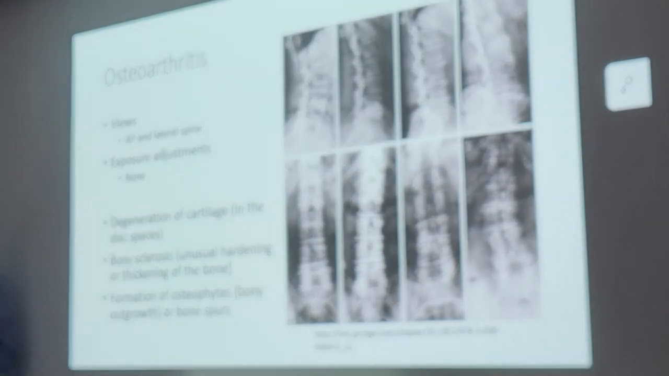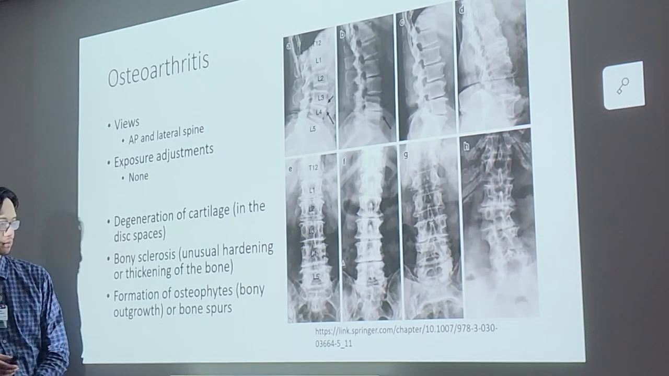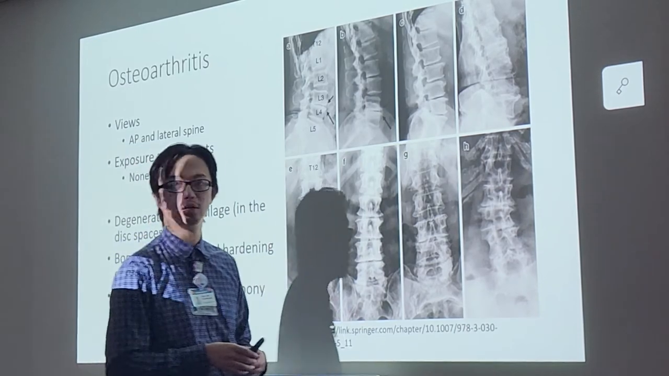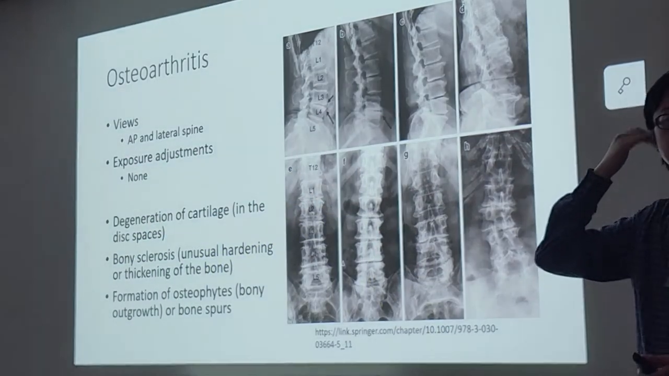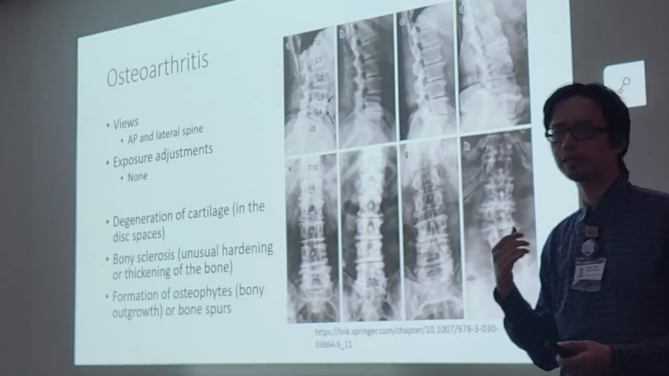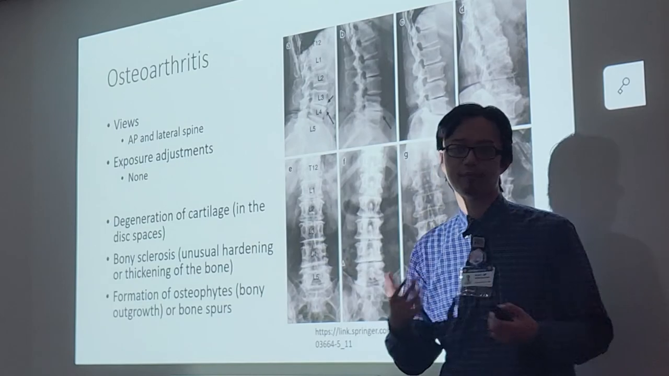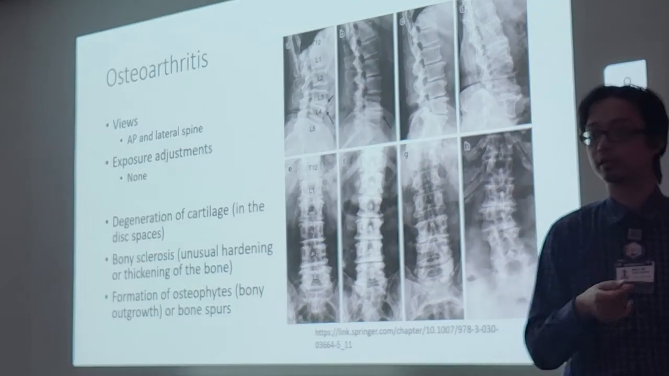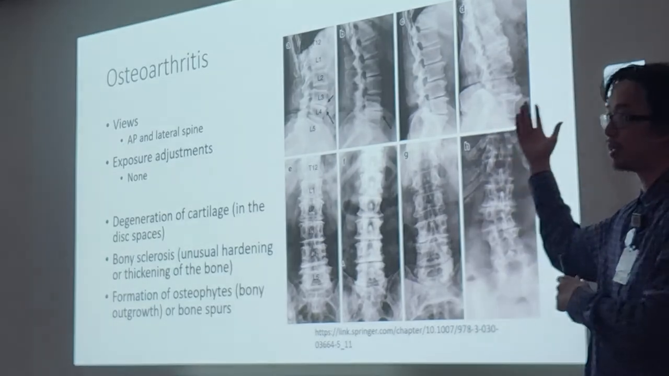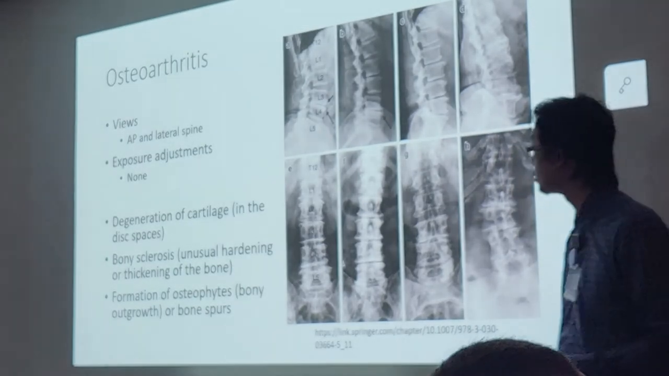So in this case, we're losing the disc spaces, and we're also getting hardening of the bone. We call that sclerosis. It may sound familiar because you may have heard of arteriosclerosis, hardening of the arteries. Same idea. In this case, we have bony sclerosis, hardening of the bone.